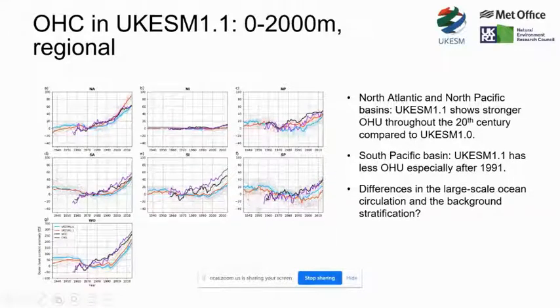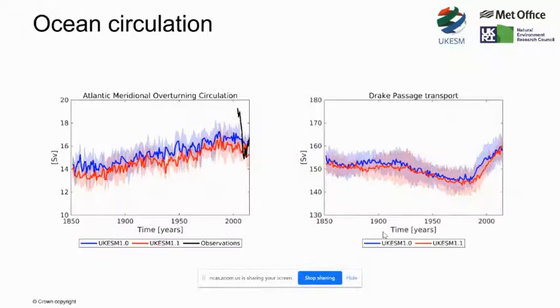So again, maybe something to dig into a little bit here. Till points to maybe some changes in the large-scale ocean circulation or background stratification. But from what we've looked at so far, and this is mainly done by Andrew Yool, most of the large-scale ocean circulation metrics are very similar. There is a systematic small reduction in the AMOC here that is, I think, to be expected given Matthew Menary's paper. So this would be consistent with the reduced aerosol forcing, I think.